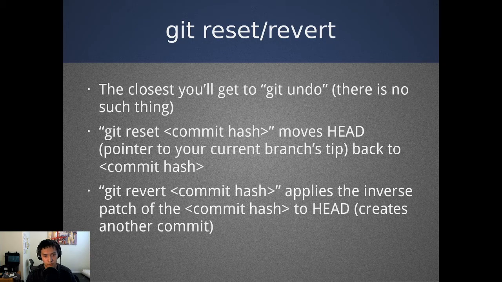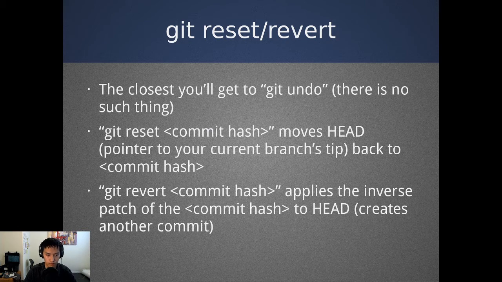So git reset and revert are next, the closest thing we'll get to a git undo, because if I didn't make it clear enough earlier, there is no such thing as git undo. Any commits you make are permanent, for the most part. After you commit them, they're effectively permanent, especially if you're working with public repositories, say on GitHub.